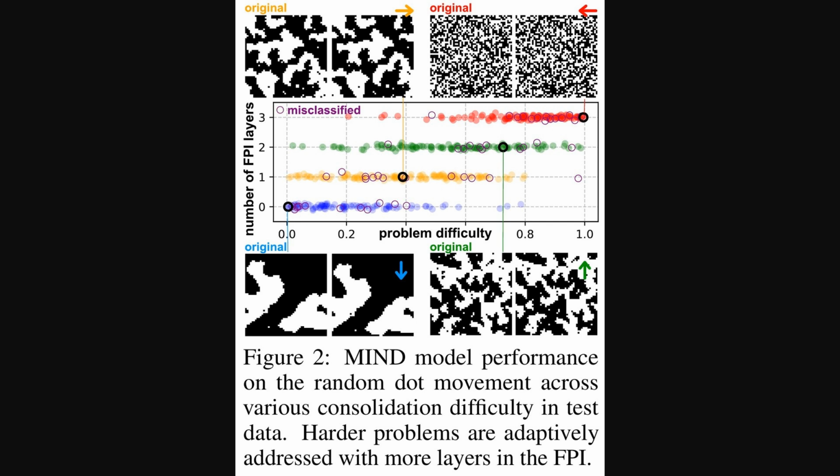Okay, so this next figure from page 6 really visualizes that dynamic adaptation in action, this time on a random dot movement task. You can see along the x-axis, as problem difficulty increases, the model generally uses a higher number of FPI layers. This clearly shows how harder problems are adaptively tackled with more computational effort, engaging more layers in the fixed-point iteration.